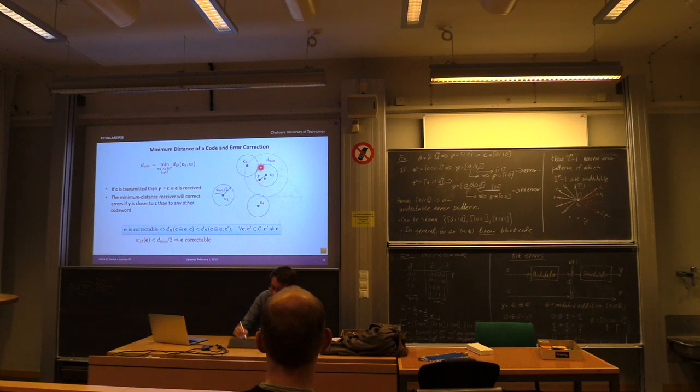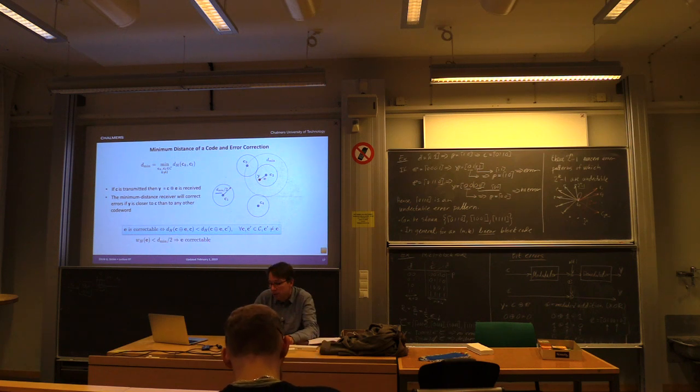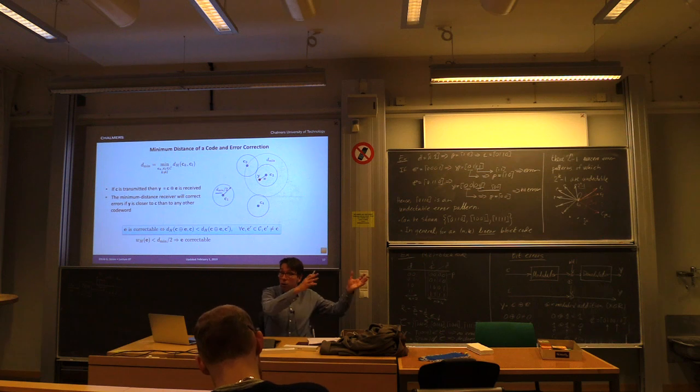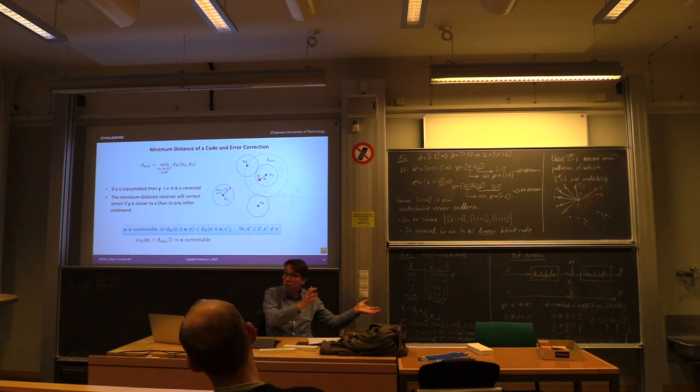The radius of this sphere is half the minimum distance. So as long as the weight of the error is less than half the minimum distance, then we can correct this error by simply decoding to the closest code word. Okay. So this is error correction, while earlier we did error detection.